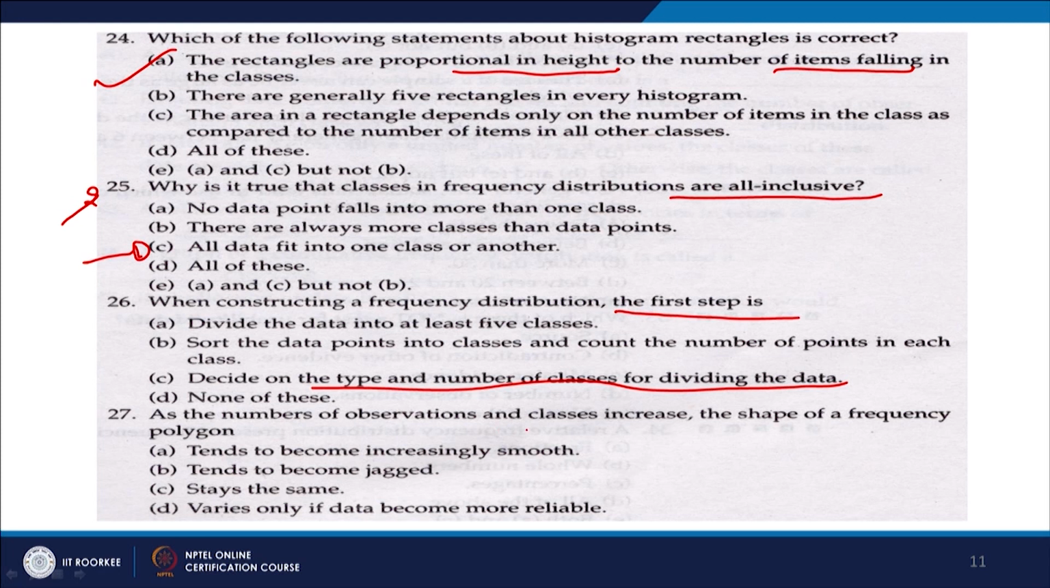As the number of observations in classes increases, the shape of the frequency polygon tends to become increasingly smooth, tends to become jagged, stays the same. No, it cannot be, right. Varies only if data become more reliable. So, this is also not correct. So, for the 27th, part A is correct. All these three are wrong, right.